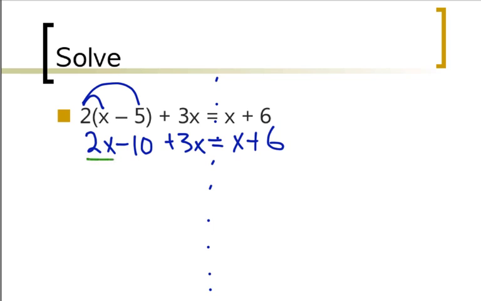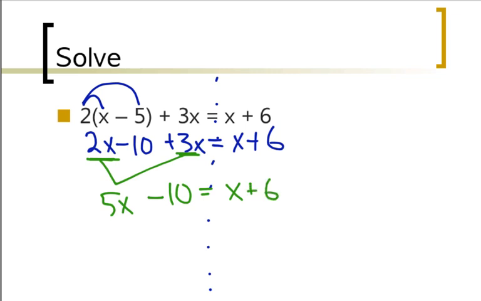And now I'm ready to actually combine my like terms, so I had to simplify a little bit first. And my 2x can go with my 3x. Now notice I'm not worried about the x on the other side yet because it's not on the left side. I can only deal with one side at a time. So my 2x and my 3x should combine to give me 5x's. I bring down my minus 10 equals x plus 6.